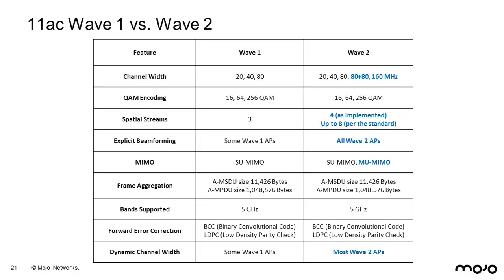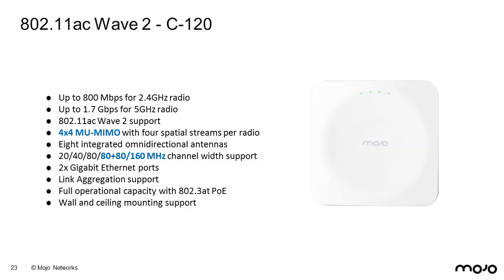It's not all or nothing. It's not like, I need the whole 80 megahertz, otherwise I have to defer. No, that's not how it works. So dynamic channel width allows you to configure 80 megahertz without worrying that you're shooting yourself in the foot by doing that.